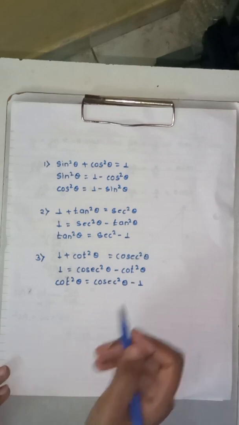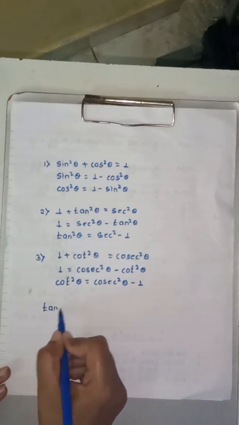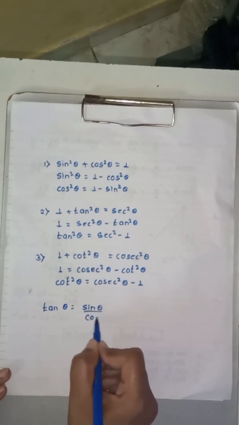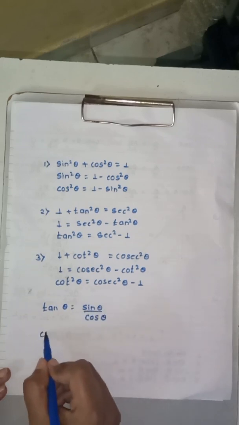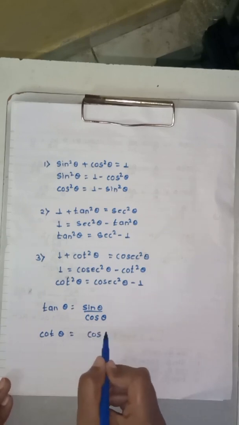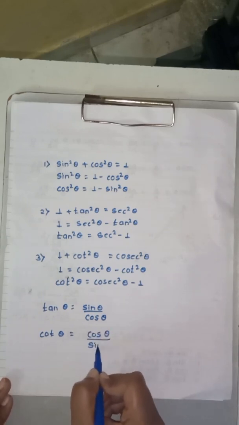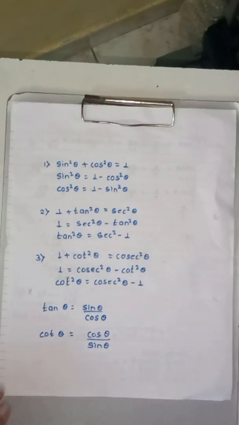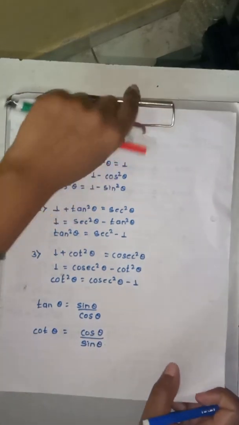And remember that tan theta is equal to sin theta upon cos theta, and cot theta is equal to cos theta upon sin theta. So these identities are very important for solving the examples given in trigonometric ratio. Now let us move on towards the first question of practice set 6.1.